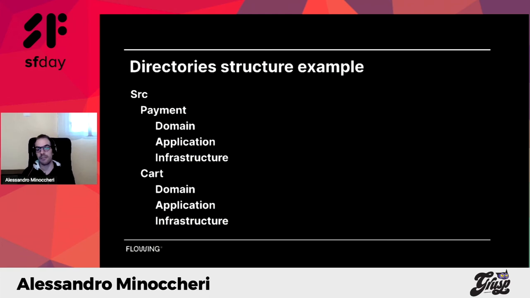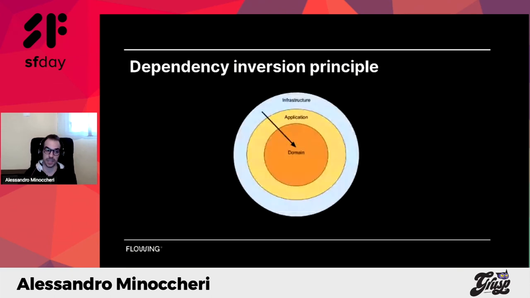Now, if you combine hexagonal architecture and the dependency inversion principle, you can improve your projects a lot, because the dependency inversion principle means that high-level modules shouldn't depend on low-level modules. Both should depend on abstractions. For example, an infrastructure class can depend on application and domain classes. An application class can depend on domain classes, but can't depend on infrastructure classes. And domain can't depend on infrastructure and application classes.